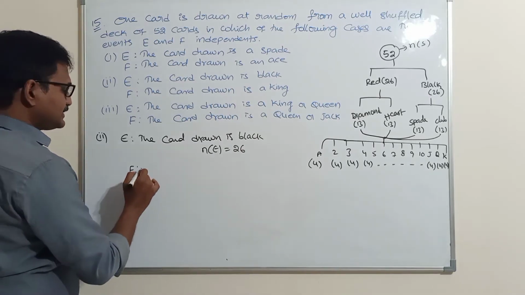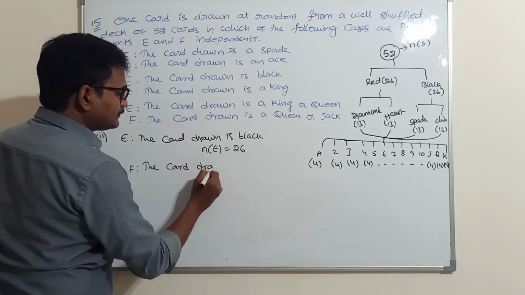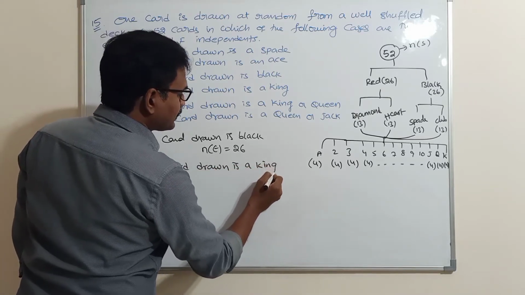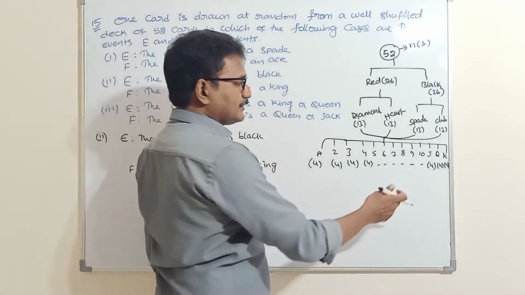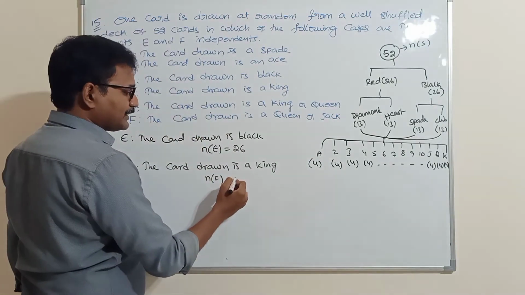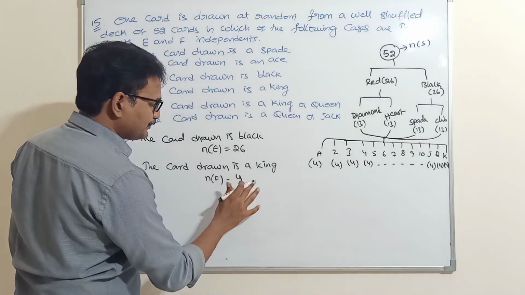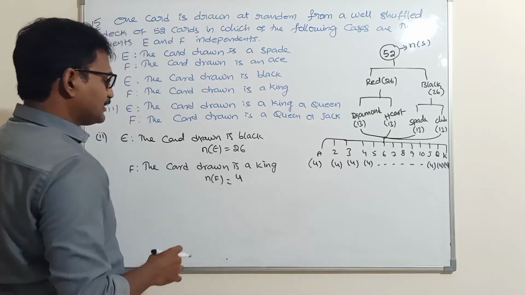Next, F. What is F? The card drawn is a king. So total how many kings are there? J, Q, K. So total 4 kings are there. So out of 4 you are drawing 1. That means 4C1. 4C1 means nothing but 4. So number of king cards are 4.